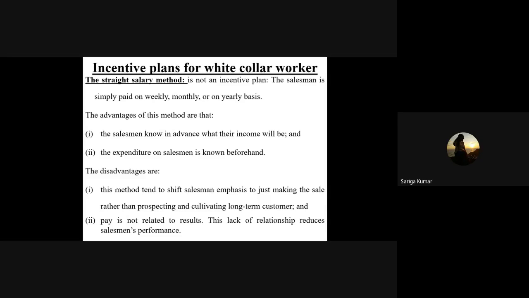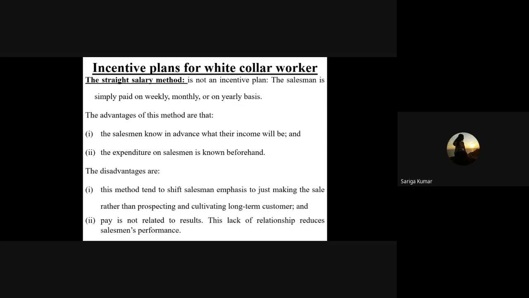Now, the disadvantage of this method is that it tends to shift the salesman's emphasis to just making sales rather than finding new prospects or having good long-term relationships with the customers. Those extra things will not be given. So bringing new customers to the organization, prospecting, then keeping long-term relationships with the customers, where more value is given to the organization by the customers.